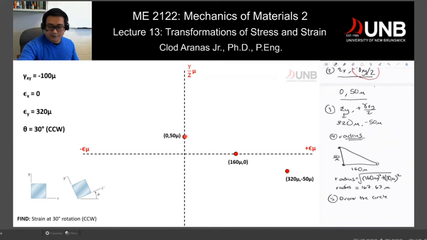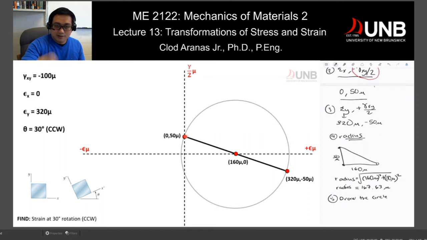Now, once we draw a circle, we can connect those and then draw the circle here. Now, the question here is, what would be the values of your strain at a certain rotated angle, 30? So if we're going to rotate this one, the rotation should be 60 degrees counterclockwise. If this is 30 in your actual element, whenever you use Mohr circle, that's twice as much.